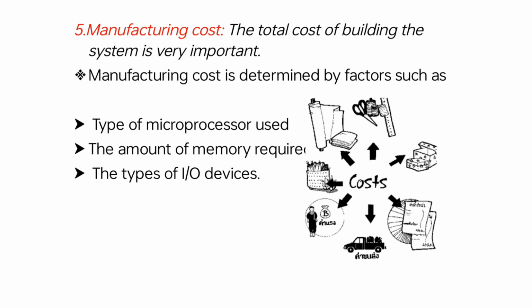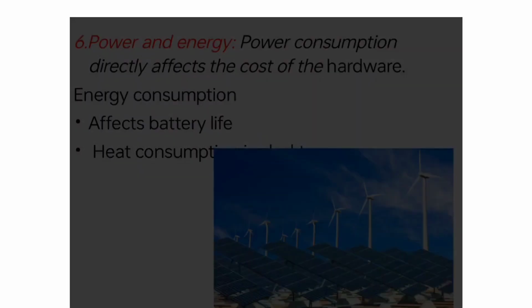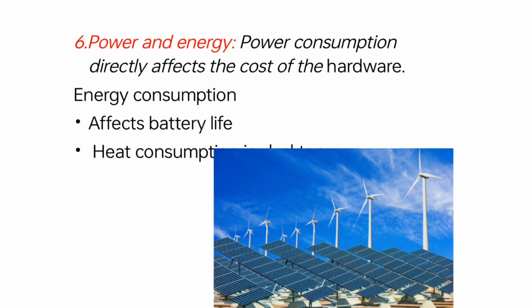Manufacturing cost. The total cost of building the system is very important. The manufacturing cost is determined by factors such as the type of microprocessor used, the amount of memory required, and the types of input-output devices. The power and energy. The power consumption directly affects the cost of the hardware. The energy consumption affects battery life and heat dissipation in desktops.